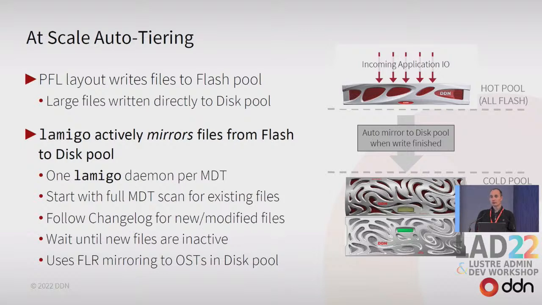And then Hot Pulse relies on two tools. The first one is called Lamigo. It runs on the MDS side, and its role is to actively mirror new files. So there is one Lamigo instance per MDT. Lamigo starts by scanning the MDT devices, and then it consumes the Lustre changelog. So at this point, it's a changelog consumer to follow which files are new and which files are modified.